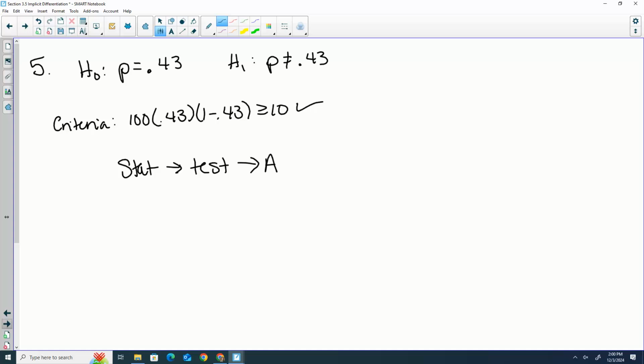Alright, my X. What was X in our problem? That would be our number that preferred Pepsi, which was 53. The N we said was 100. C-level is 95%, so 0.95. Calculate.